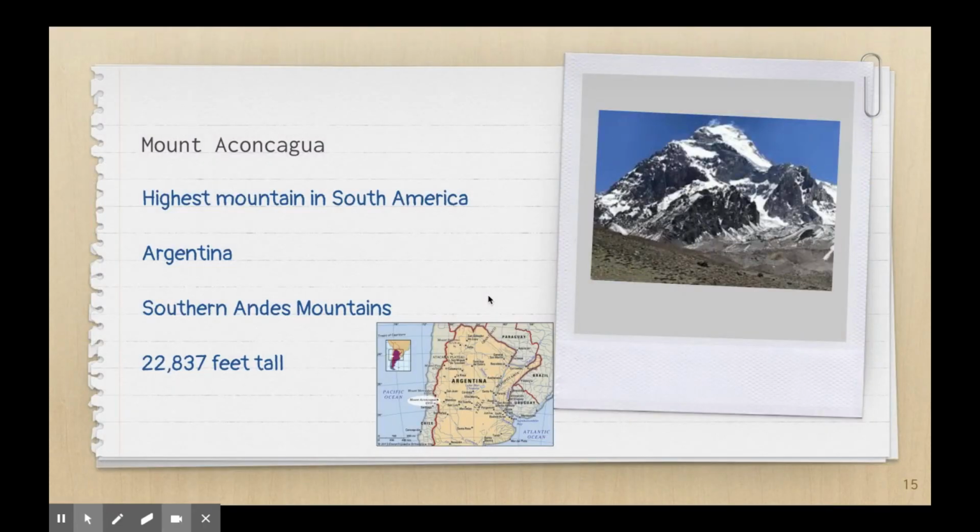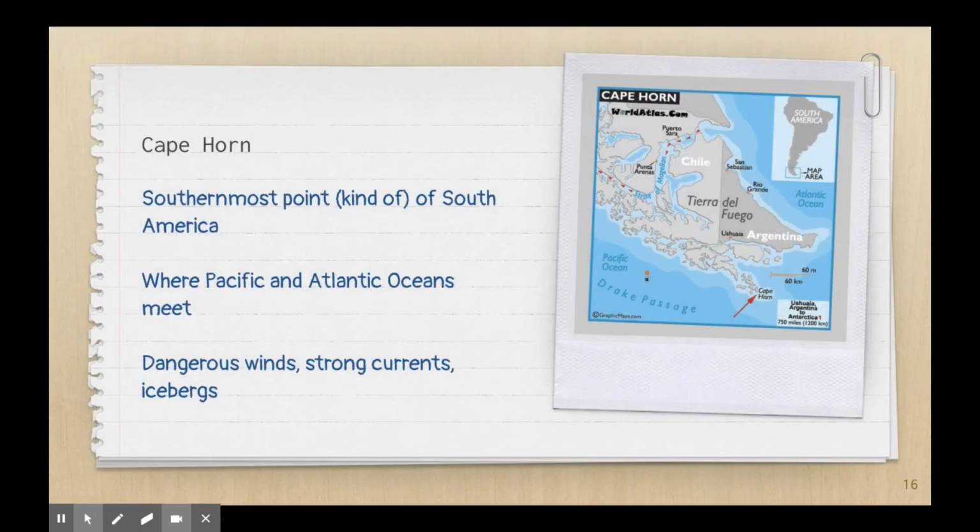Mount Aconcagua, which is the highest mountain in South America. It is located in Argentina. It is in the southern Andes Mountains, and it stands at 22,837 feet tall. Cape Horn is the southernmost point, well, kind of, of South America. It is where the Pacific and Atlantic Oceans meet. It is known for its dangerous winds, strong currents, and icebergs.